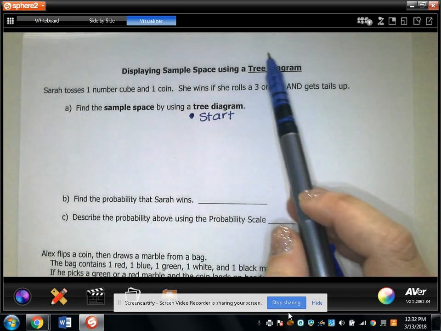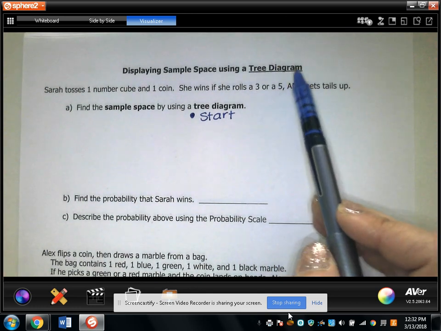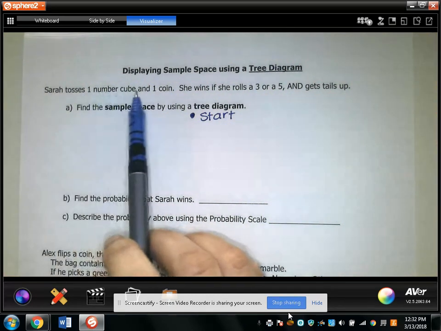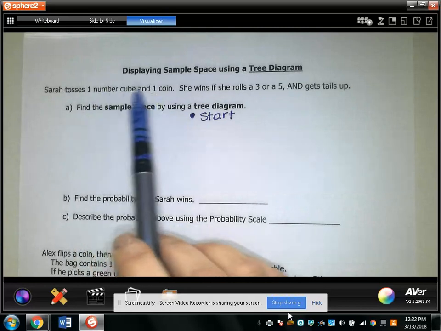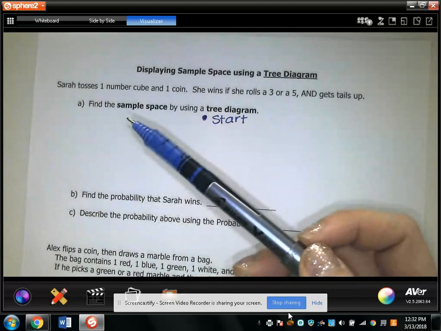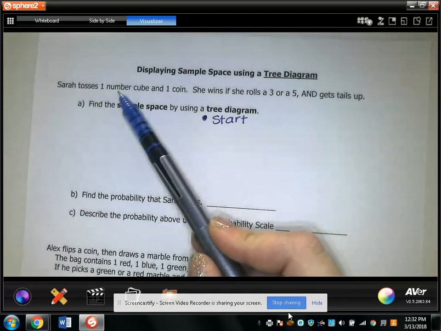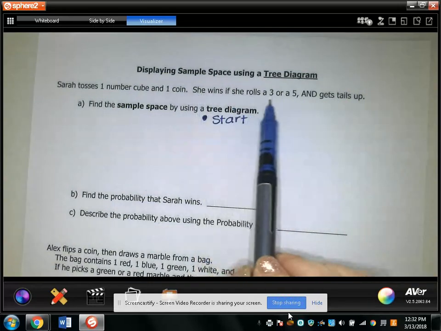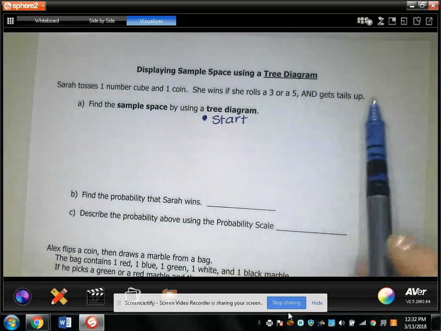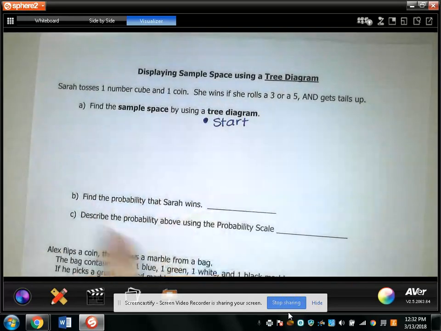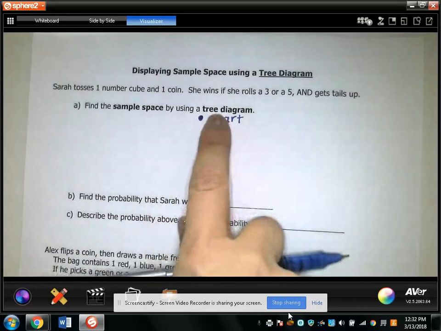Okay, in this video, we're going to go over how to make a tree diagram to show the sample space of compound events. For example, Sarah tosses a number cube and a coin. So a sample space using a tree diagram will show all the possible outcomes that she could get from rolling a die and flipping a coin. It says she wins if she rolls a 3 or a 5 and gets heads up. So we are going to find the sample space, or all the possible outcomes, by using a tree diagram.